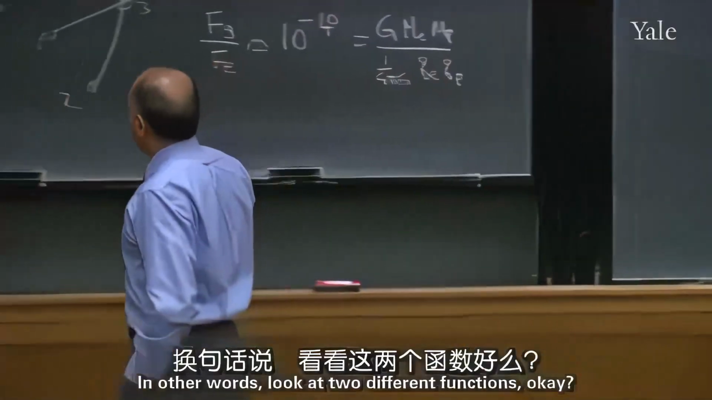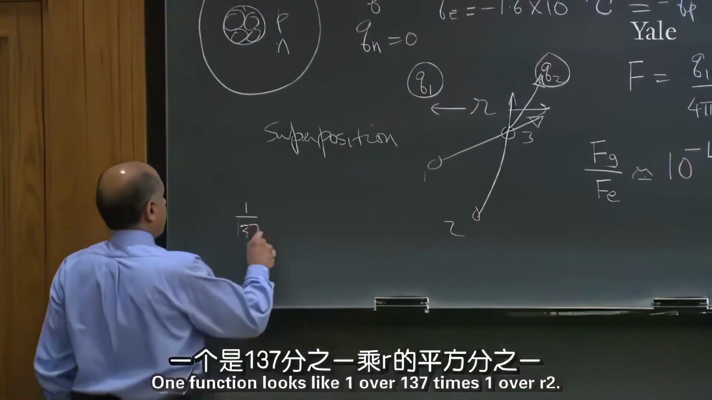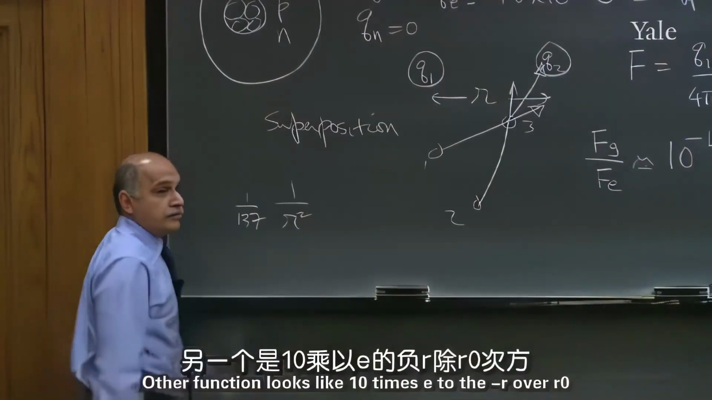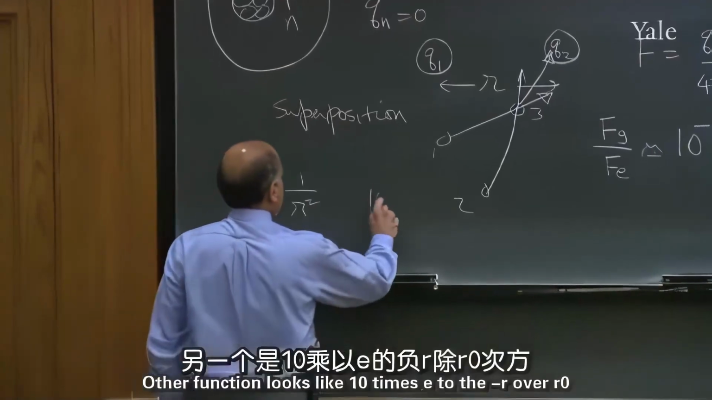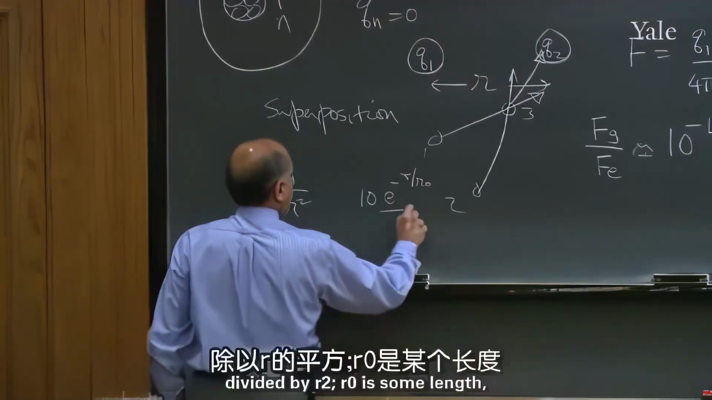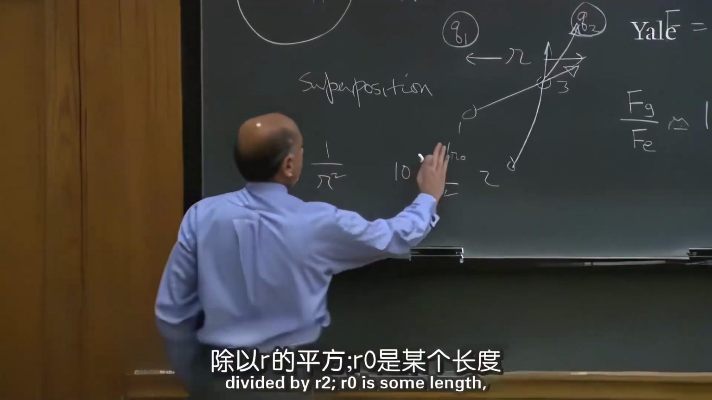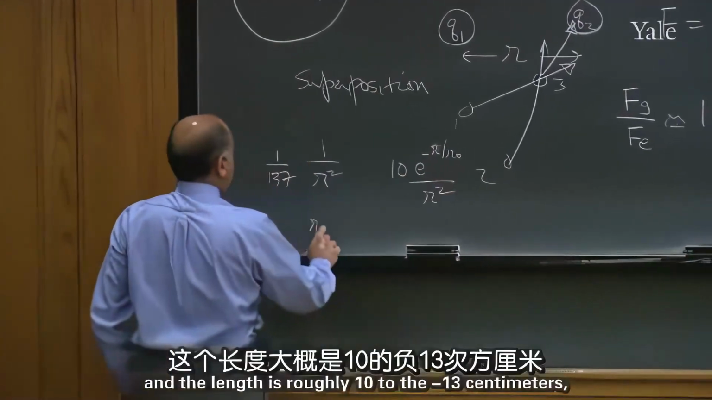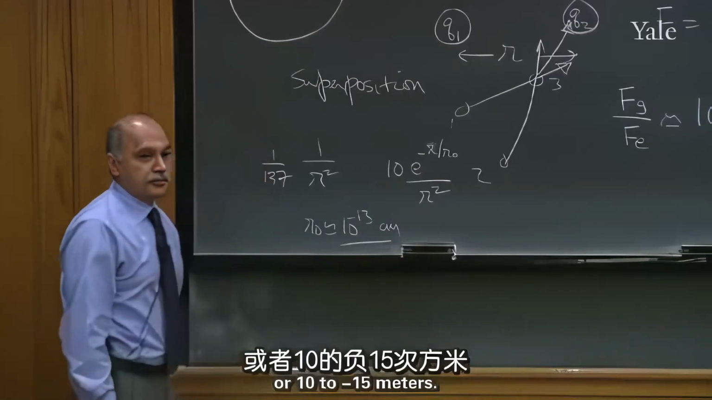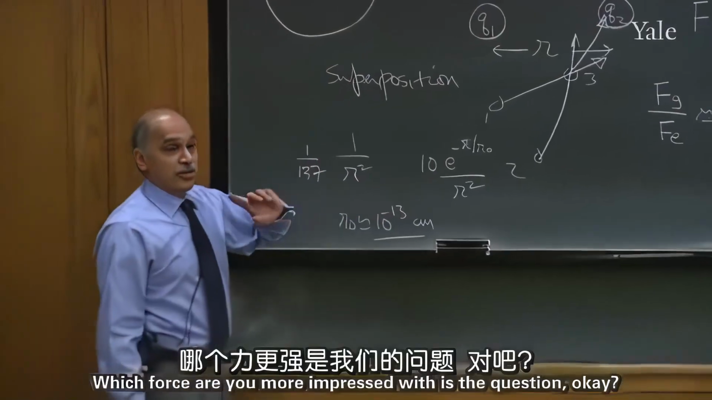In other words, look at two different functions. One function looks like 1 over 137 times 1 over r squared. The other function looks like 10 times e to the minus r over r naught, divided by r squared. r naught is some length, and the length is roughly 10 to the minus 13 centimeters, or 10 to the minus 15 meters. Which force are you more impressed with is the question, okay?